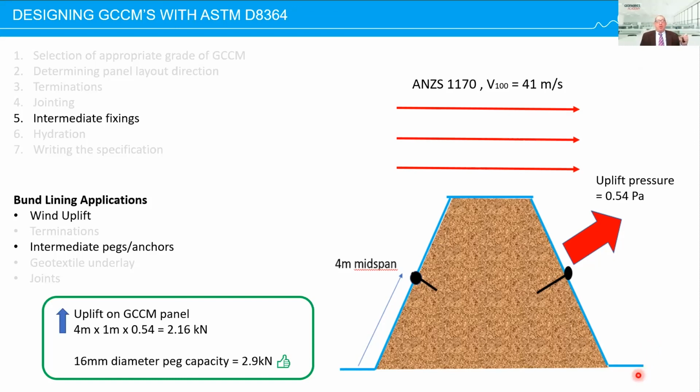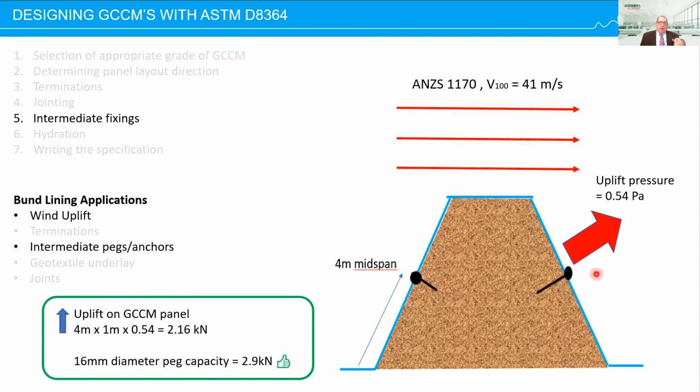Then based on all different factors, the angle of the wind and the geometrical factors of this bund, the structural engineer will determine a maximum uplift pressure on the uplift side of the bund. How this works out into calculations is, this is determined by a structural engineer on the job as 0.54 pascals of uplift on this side of the bund.